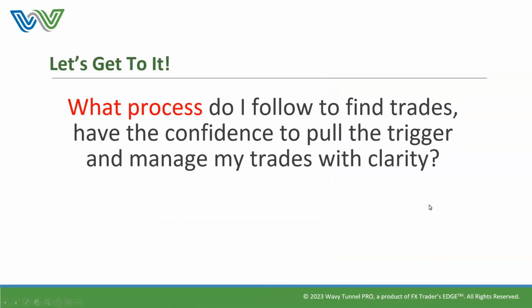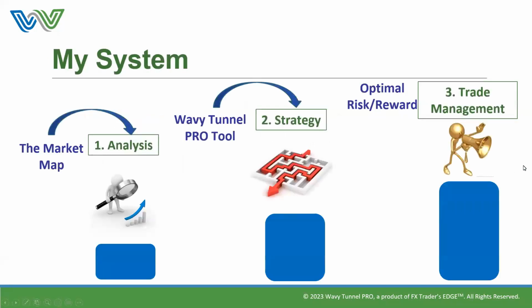Let's get to it. What process do I follow to find trades, have the confidence to pull the trigger, and manage my trades with clarity? For me, it's a 3-step process in my system. And the first is the analysis, which is Elliott Wave analysis.